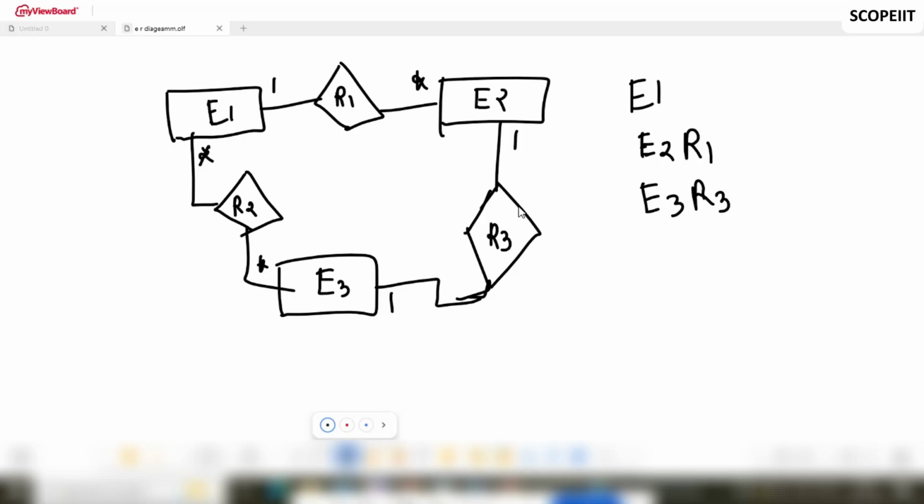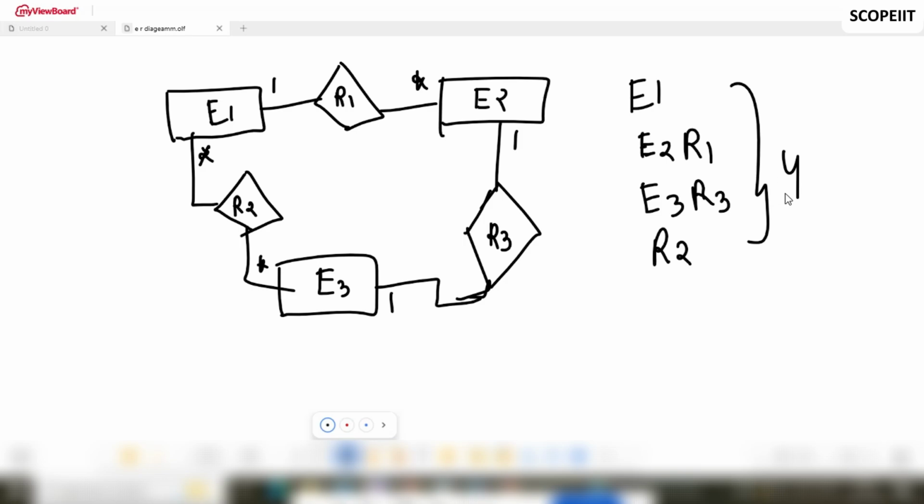Then next is your E1 and E3. So the E1 and E3 tables are already created, so we can't do anything with that. But it is many to many. Many to many means three tables will be created. So one is E1 which is already created, second is E3 that is also created. So here a separate table will be created for R2. I hope it's clear. So how many tables have we created? Four. The answer for this question will be 4 tables.